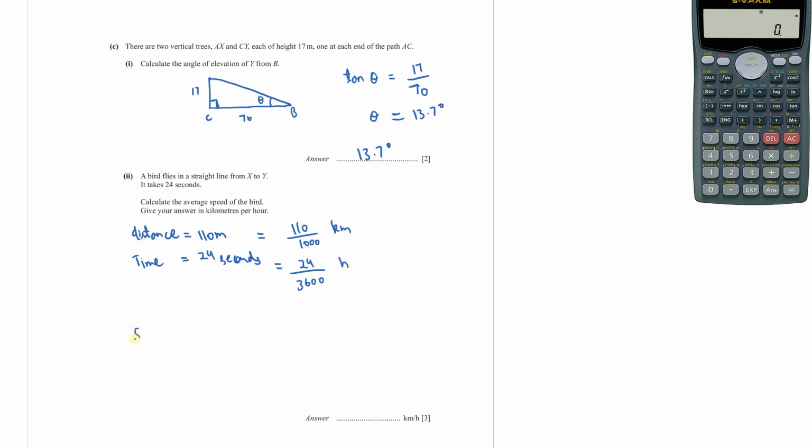So the speed will be distance over time, which is 110 over 1,000, then divided by the time, which is 24 over 3,600. So if I convert this division sign into multiplication, I will take the reciprocal. So this will be 110 over 1,000 into 3,600 over 24. So this will be 110 into 3,600 divided by 24,000. So this is 16.5 kilometers per hour, which is the speed of the bird.